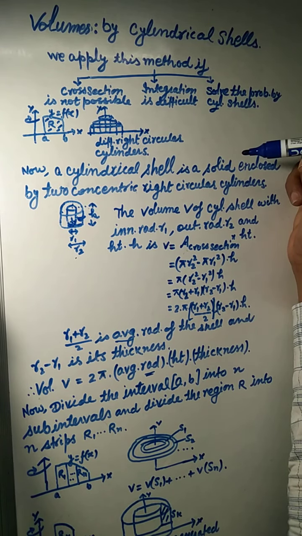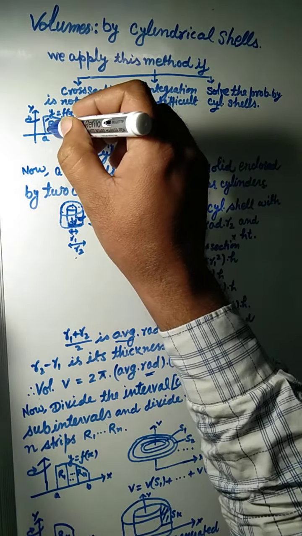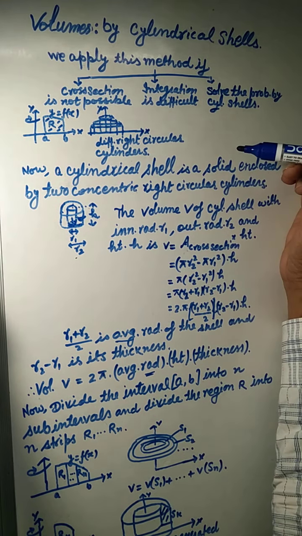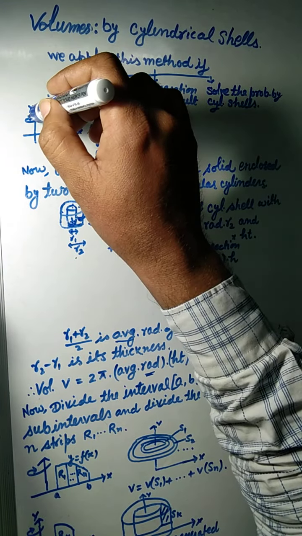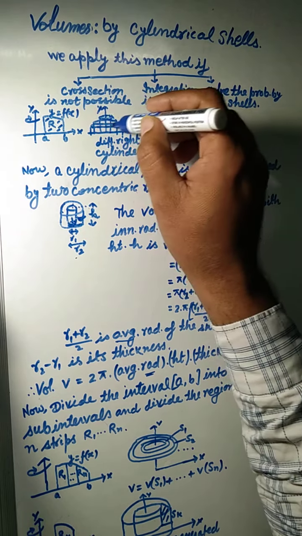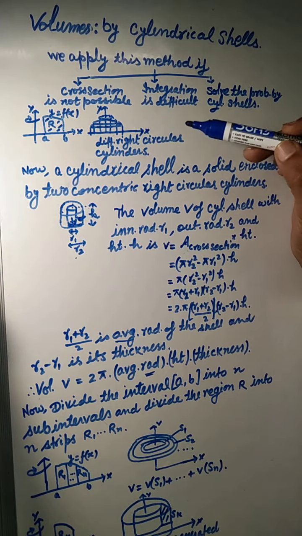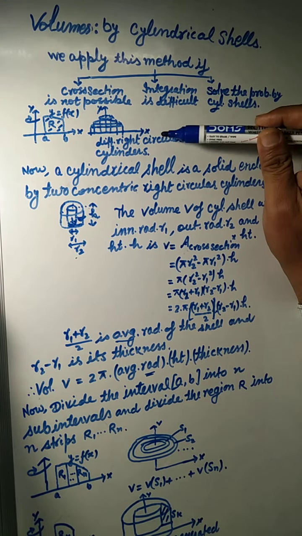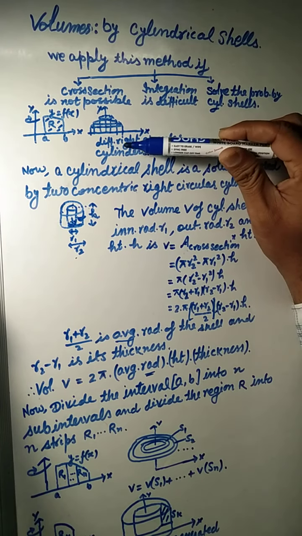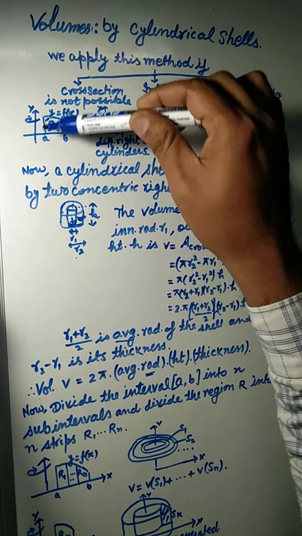We have y equals to f(x), a function, and a region R enclosed between a and b and the x-axis, and R revolves about the y-axis. Then we obtain such type of cylinders. So we can see here different right circular cylinders we will obtain after revolving this function y equals to f(x) around the y-axis.